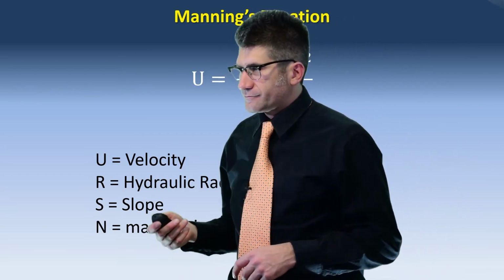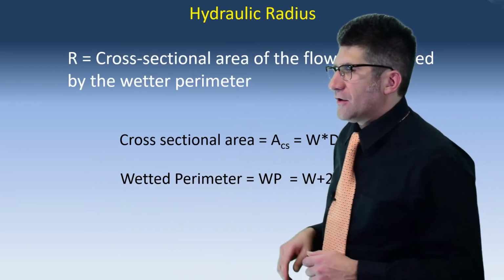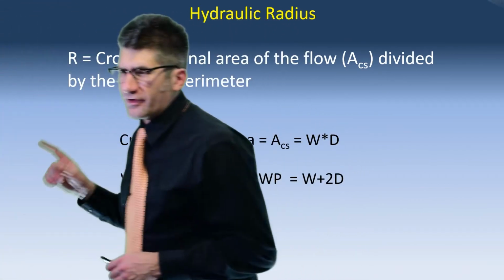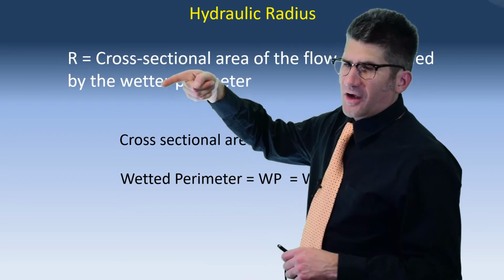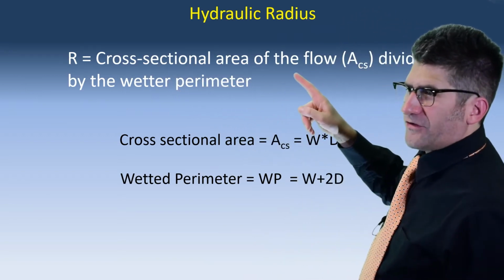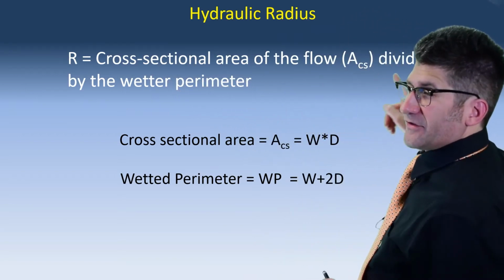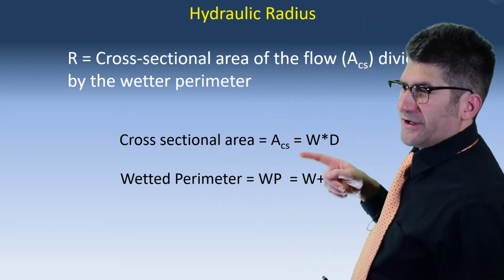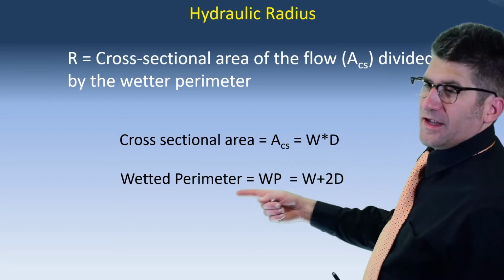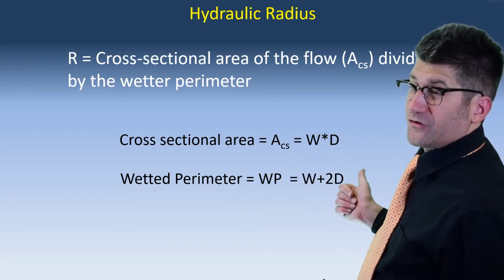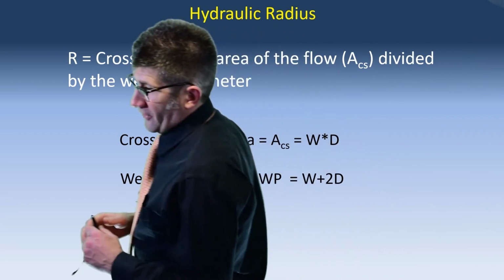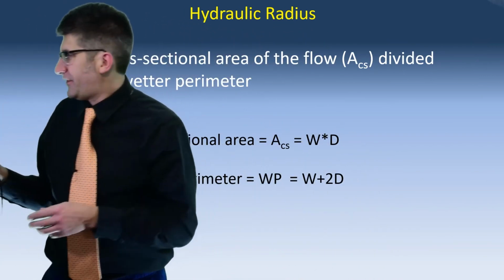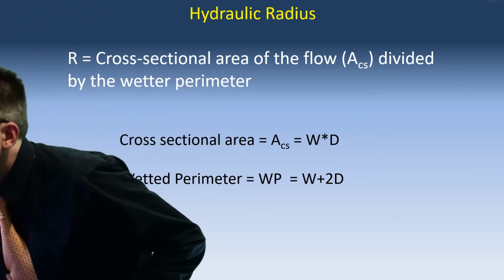Excellent. Okay, the other one that seemed a little bit more unusual: what is this R, this hydraulic radius? We define the hydraulic radius as the cross-sectional area of the flow, ACS, divided by the wetted perimeter. The cross-sectional area is width times depth, and our wetted perimeter is width plus 2 times the depth. So hydraulic radius is our cross-sectional area, ACS. See if I can draw on.